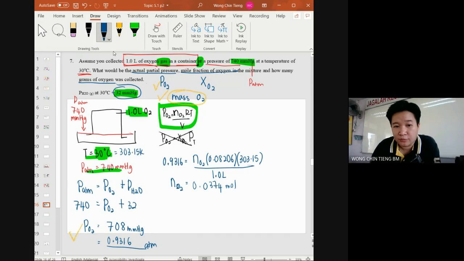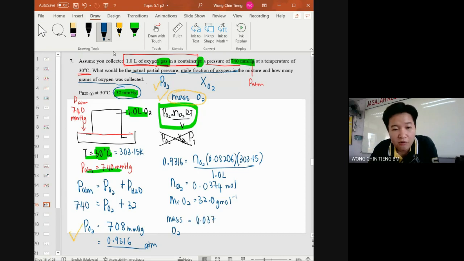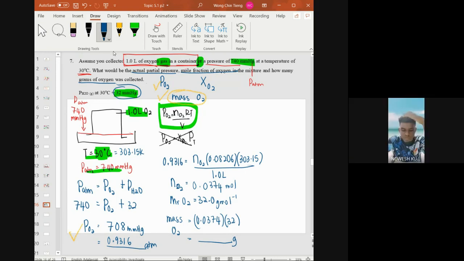So saya cari mass dulu. The mass over there, definitely your molar mass. Make sure it's an oxygen gas. So molar mass of your O2 is your 32.0 gram per mole. Darab 16 darab 2. So from there, you can get the mass of your oxygen gas, which is your number of mole, 0.0374 darab dengan 32 gram per mole. So you get the mass of your oxygen gas in gram. Dapat berapa? 1.1968 gram.